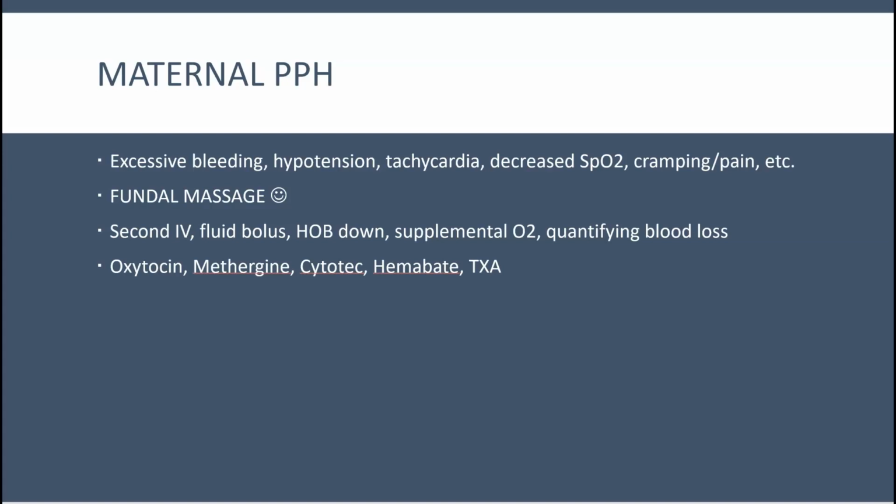Our first and foremost intervention is fundal massage, hoping to get that uterus to contract and slow our bleeding. Other interventions include starting a second IV, giving a fluid bolus, laying mom flat or in Trendelenburg, supplemental O2, quantifying that blood loss, and then using our medication management with oxytocin, Methergine, Cytotec, Hemabate, and maybe TXA.